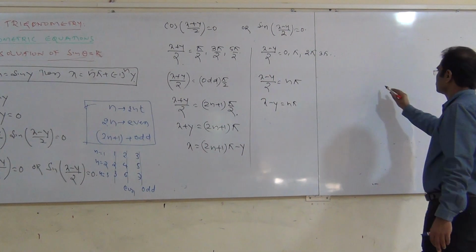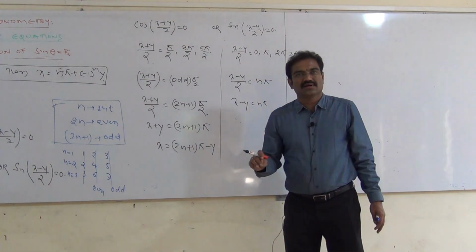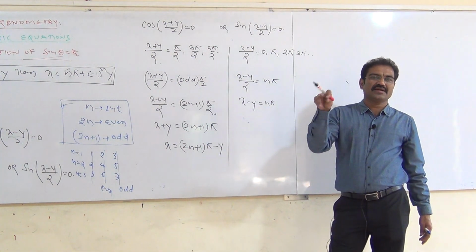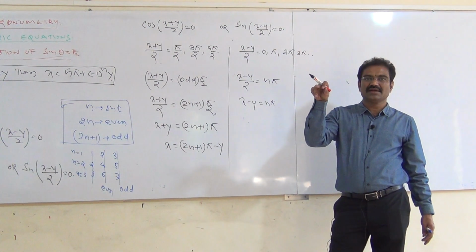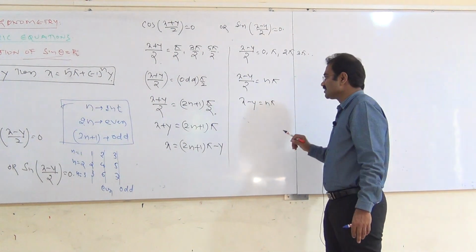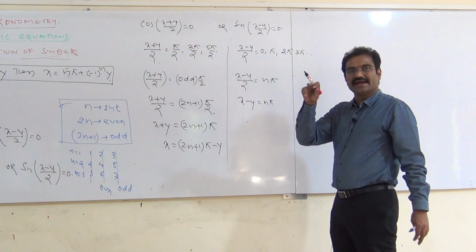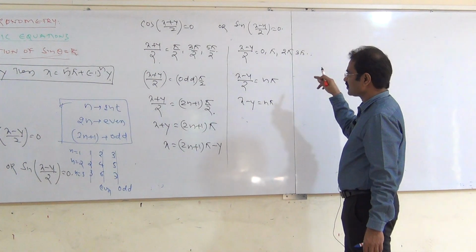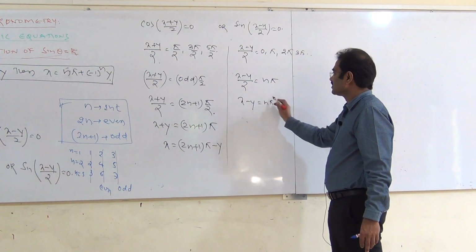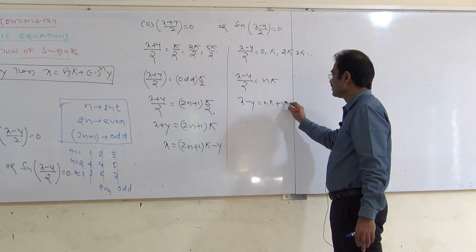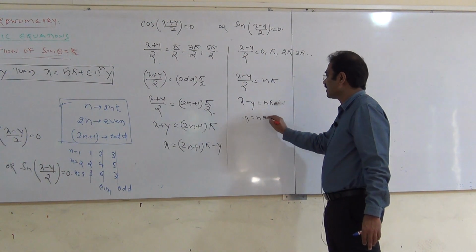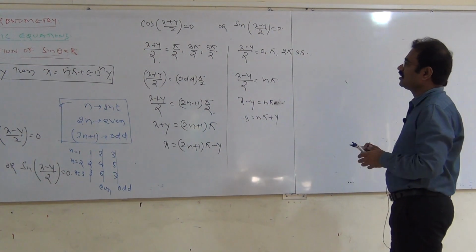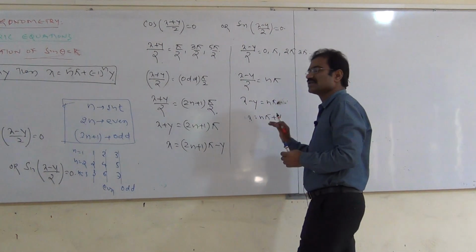What is our answer? x is equal to n pi plus minus 1 raised to n y, n pi plus minus 1 raised to n alpha. So in this case, x is equal to n pi plus y. Observe carefully. So for what values is cos of (x plus y) by 2 equal to 0?